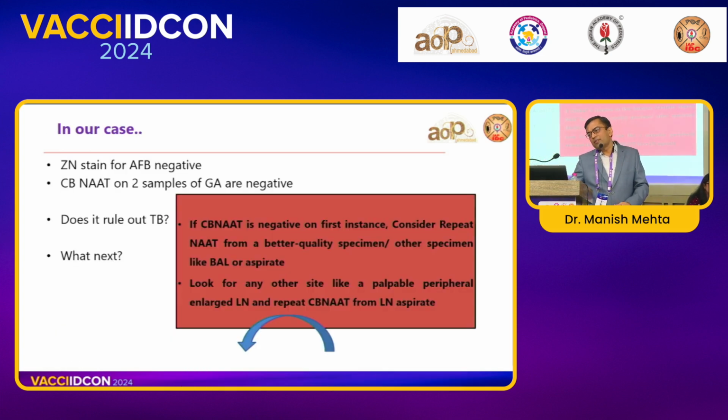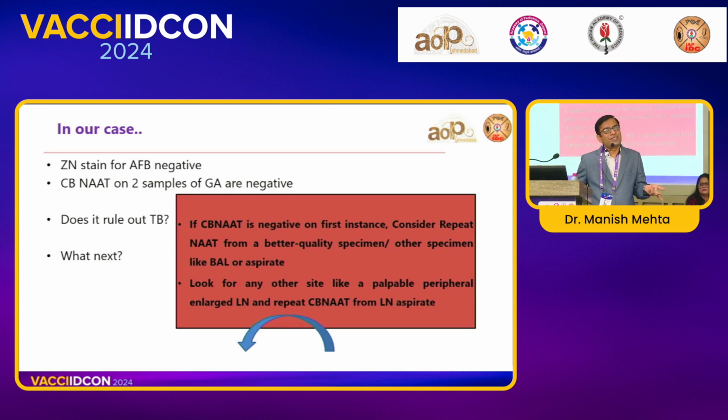So in our case, the ZN stain was negative, and CBNAAT was sent on 2 gastric samples. Here the important thing is how many samples you should send. If you are sending for smear, that should be 2 samples collected at different times. Duration is not important, but 2 samples have to be collected. Like if it is gastric lavage, it is not important whether you collect one today and one tomorrow, or 12 hours apart. But they are to be collected at different times. If you are sending CBNAAT, that should be a single sample.